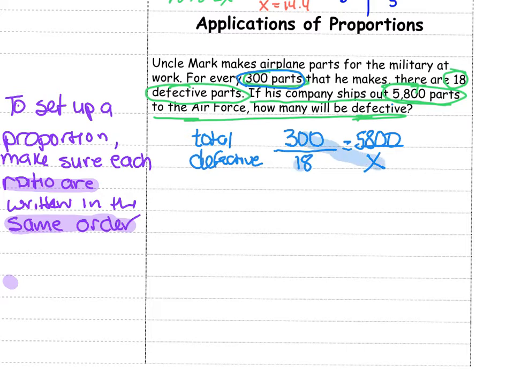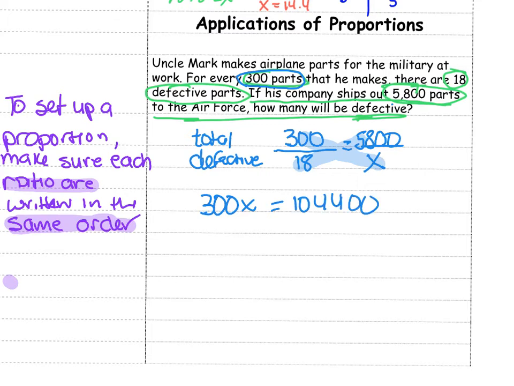And the reason I'm choosing cross multiplication is because I don't see off the top of my head 300 times what is 5,800. So I'm going to use cross multiplication. So I'm going to do 300 times x is 300x. 18 times 5,800. That's a big number, so I'm going to use my calculator. So please pause, get a calculator, and do this multiplication problem for me.